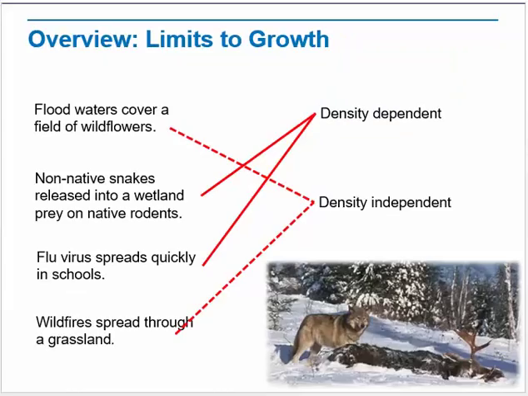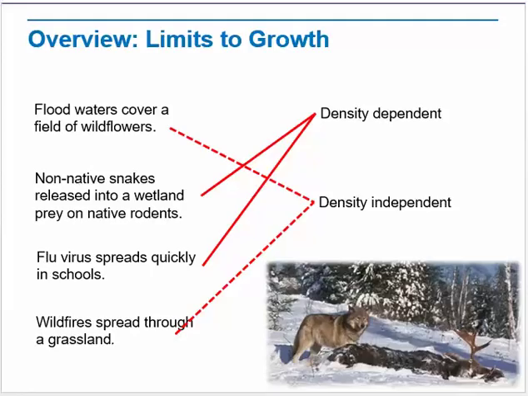All right, so here are some examples. Floodwaters that cover a field of wildflowers would be a density independent limiting factor because, and then there's your clue here, floodwaters are abiotic. So that's your shortcut way. Non-native snakes released into a wetland prey on native rodents. Snakes are biotic, so you can assume that would be a density dependent limiting factor.